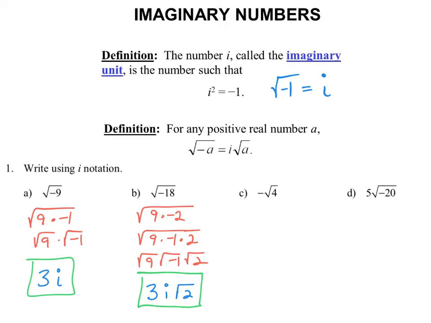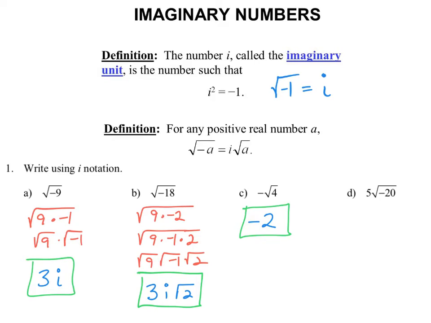In example C, we have negative square root of 4. Now, since the negative is out in front of the radical sign, it is not an imaginary number or the imaginary unit. We actually just leave our answer with a negative coefficient of the square root of 4, which is 2. So this negative square root of 4 is negative 2.